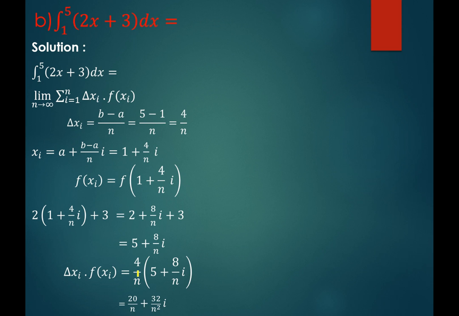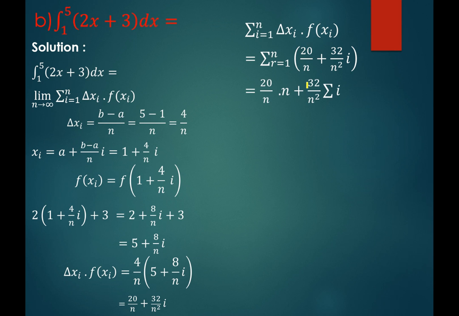Then add them by using the summation. The summation of the width multiplied by the length will give you 20 over n plus 32 over n squared times i. According to the properties of the summation, you can let the summation get in for each and take care about if you have a constant. Anything that has no i means it's a constant. So this is a constant.